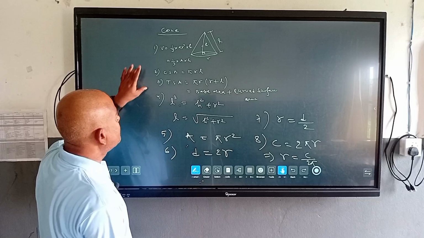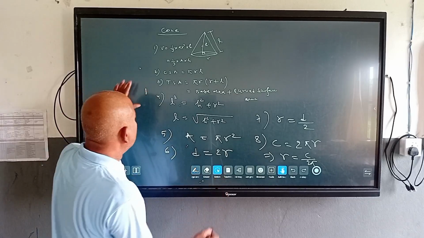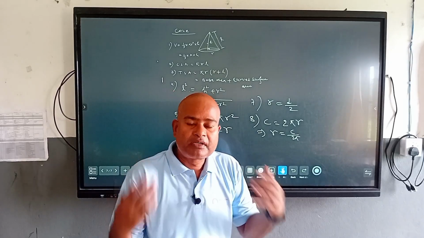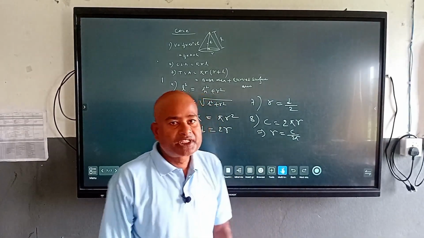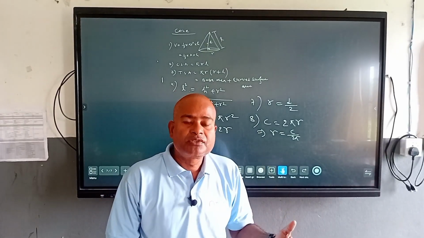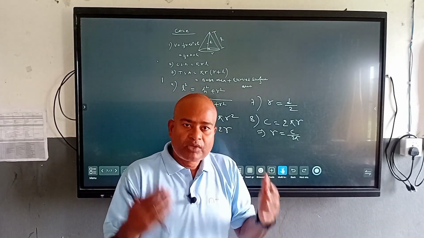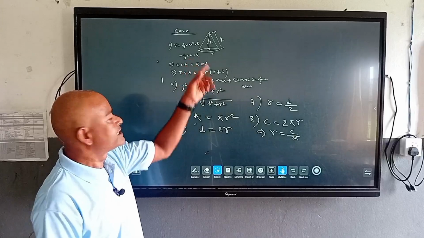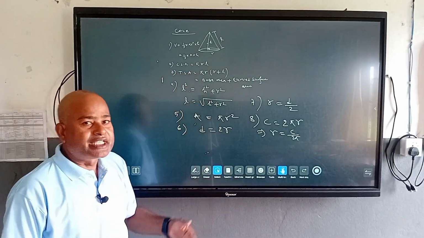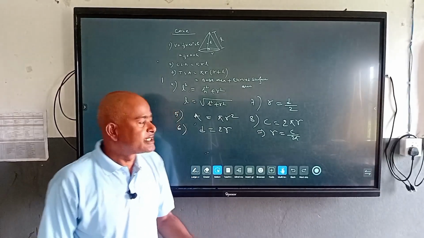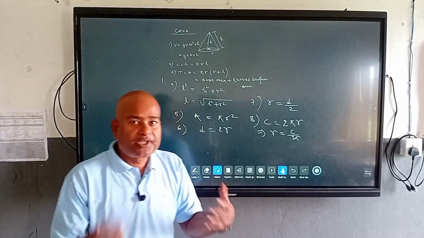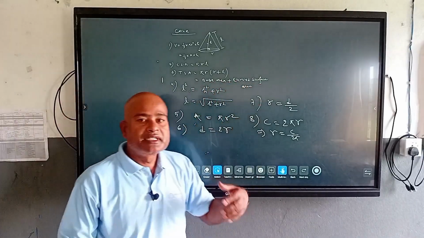So dear students, altogether we need 8 formulas for solving the problems related to a cone. The first one is the volume of a cone, which is V is equal to 1 by 3 pi r square h, or we can say 1 by 3 times A into h. The formula of CSA is pi r L, which is the curved surface area. The formula of TSA is pi r (r plus L), or we can say base area plus CSA of a cone.